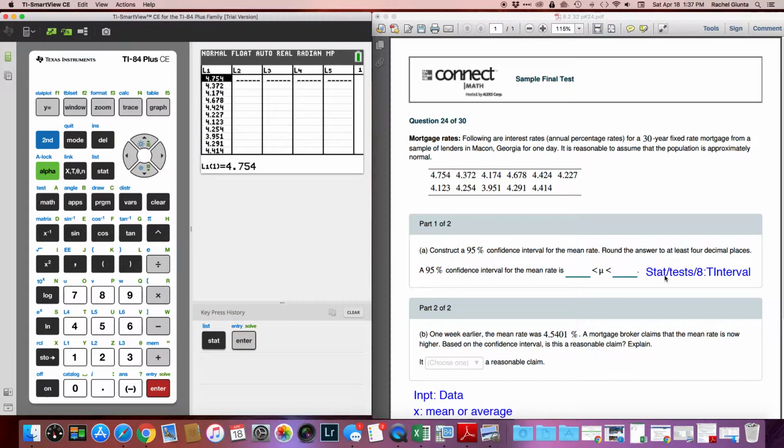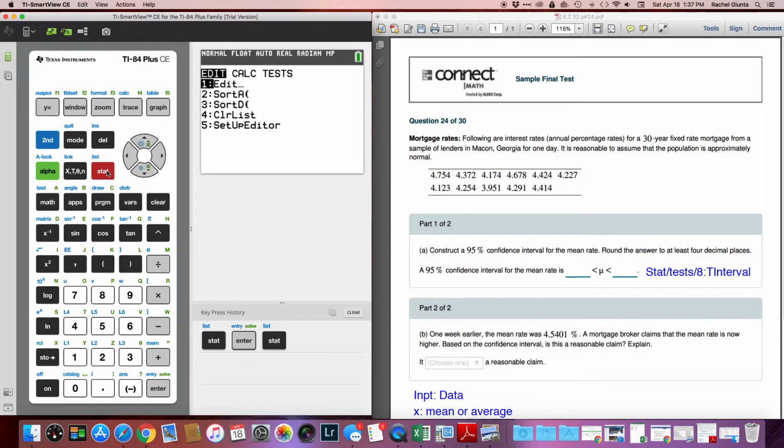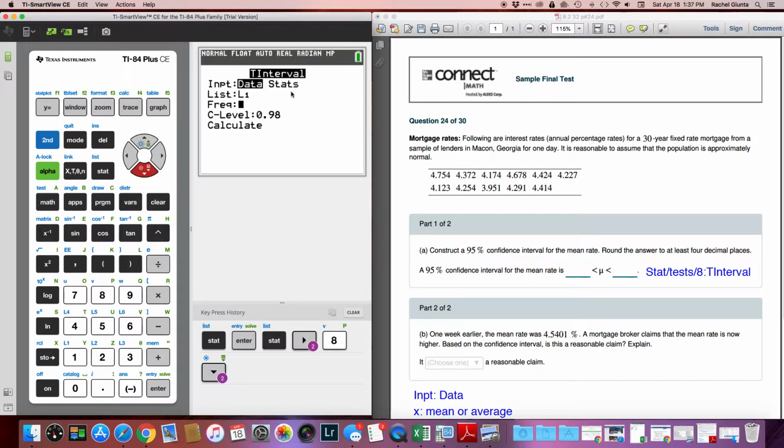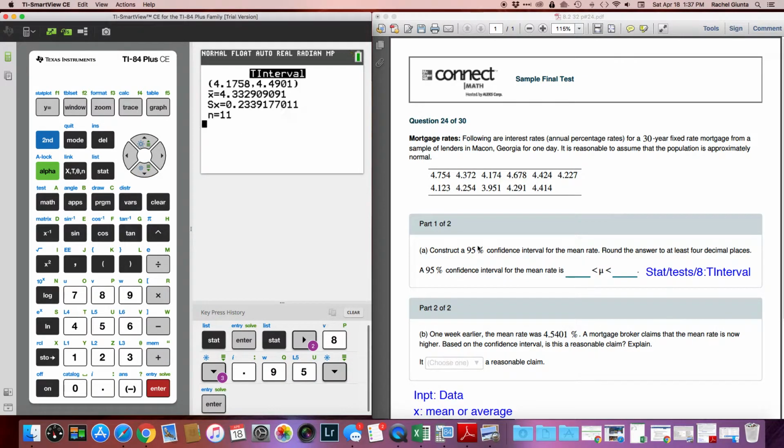And so again, we'll go to stat tests and 8 for t-interval. And because we were given data, we pick data here. The list is L1, frequency 1. Confidence level here is 95%, so 0.95, and calculate. And that is it for part 1. So we'll put the two numbers in the two blanks and move on to part 2.